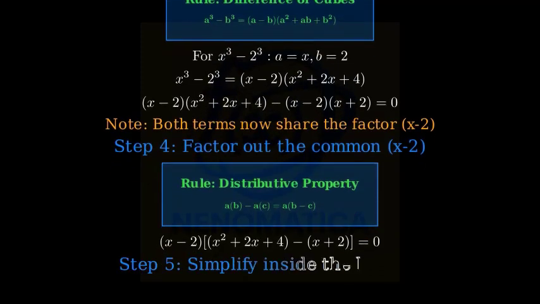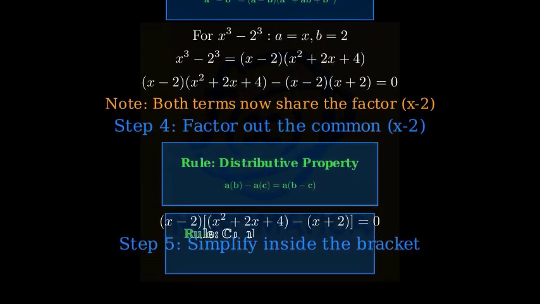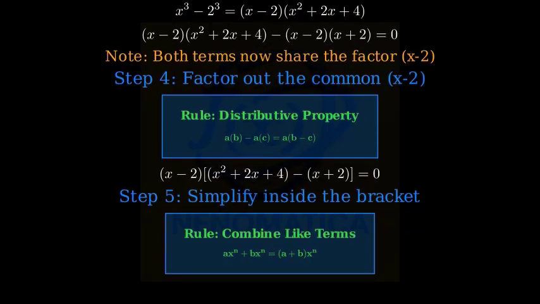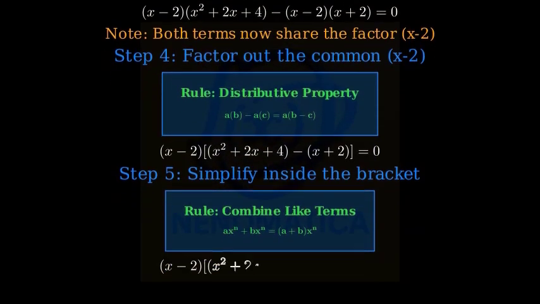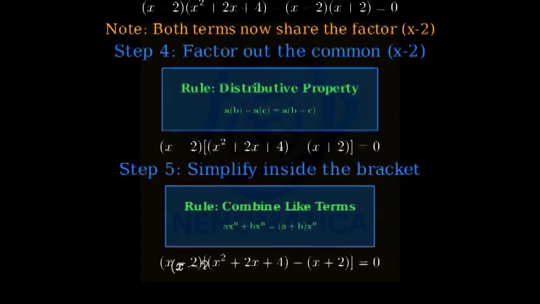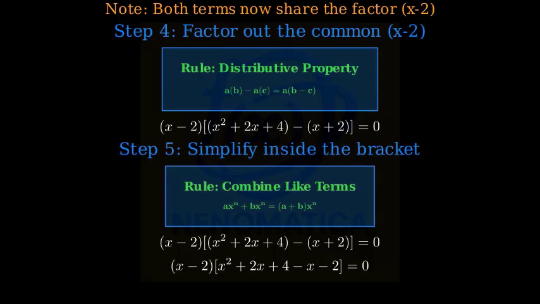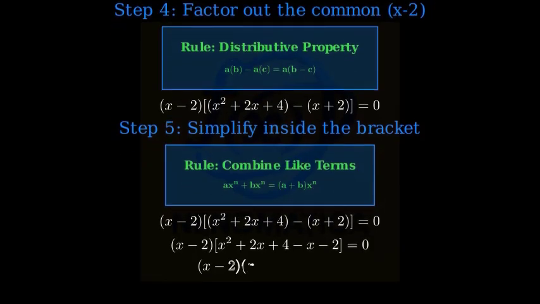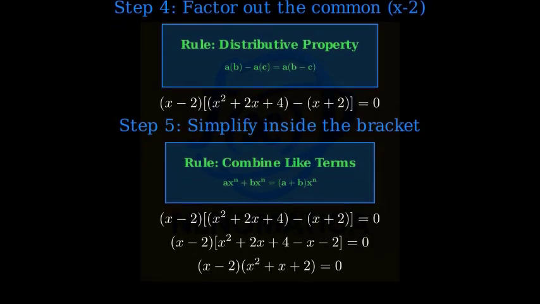Step 5. Let's simplify what's inside the bracket. We'll distribute and combine like terms inside the brackets. We have x squared plus 2x plus 4 minus x minus 2. Combining like terms, we get x squared plus x plus 2. So our equation is now x minus 2 times x squared plus x plus 2 equals 0. We're almost done. Step 6.